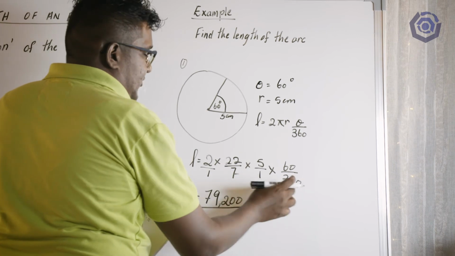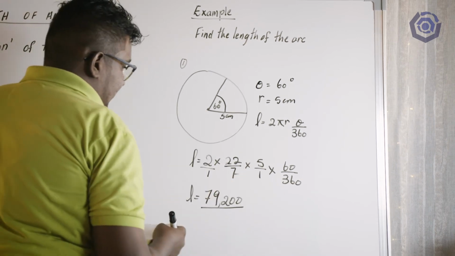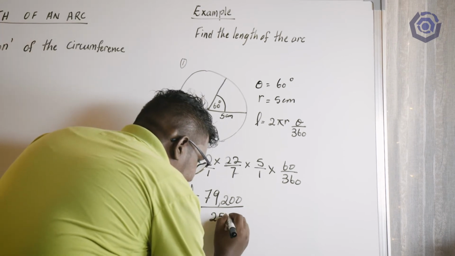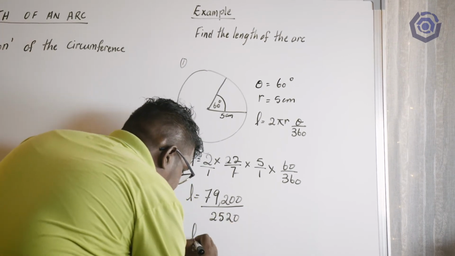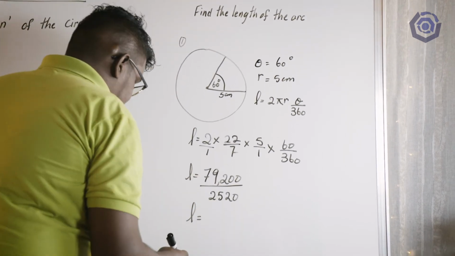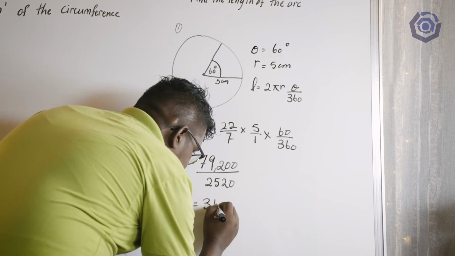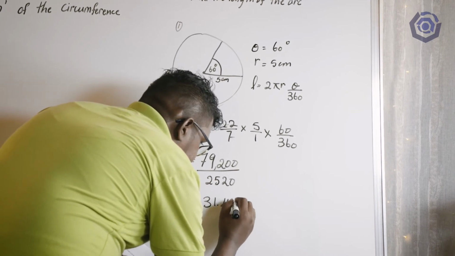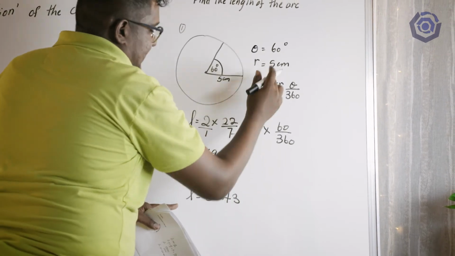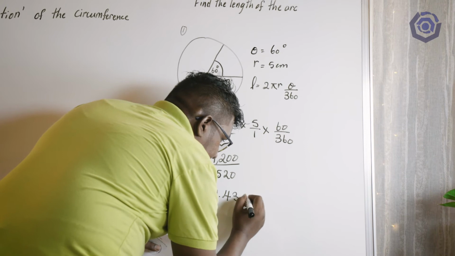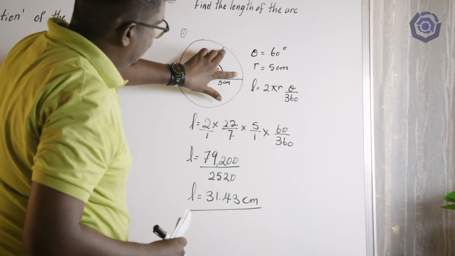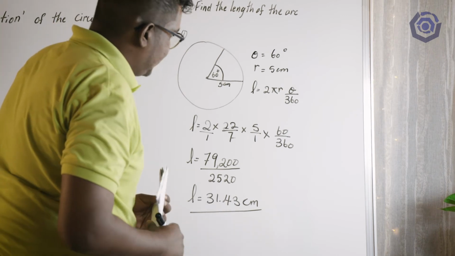It's actually 7 times 360 because the ones would give us the same thing. 7 times 360 is going to give me 2,520. Dividing 79,200 by 2,520, we would get 31.43. And we're working with length, and we're working with cm, so this is centimeters. So the length of this little portion here is 31.43 cm.